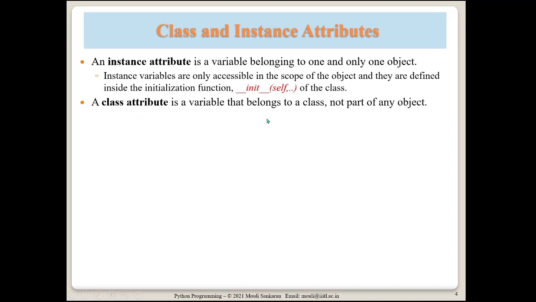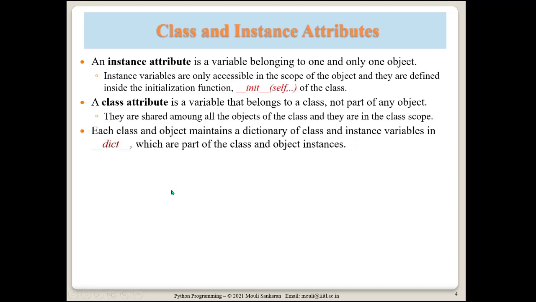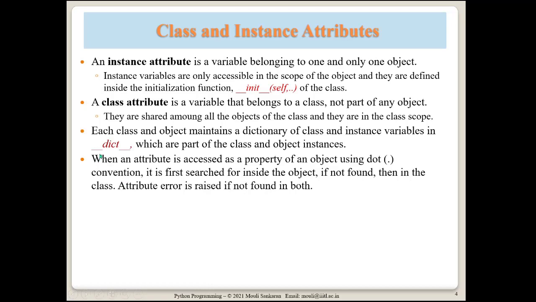A class attribute is a variable that belongs to a class and not part of any object. They are shared among all objects of the class, and they are in the class scope. Very clear. Each class and object maintains a dictionary of class and instance variables in a magic variable, dict, which are part of the class and object instances. This also we saw yesterday. We could print the content of the dictionary, which is nothing but the labels and the values that you have initialized them with.